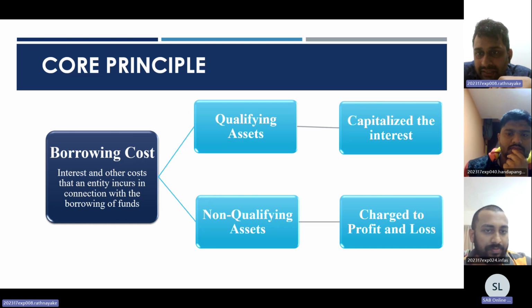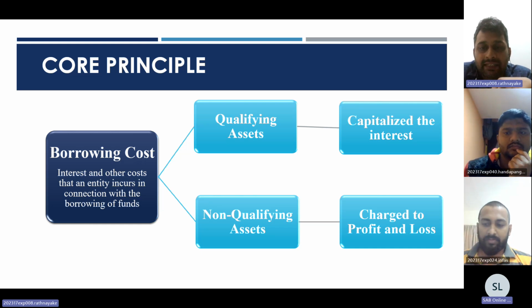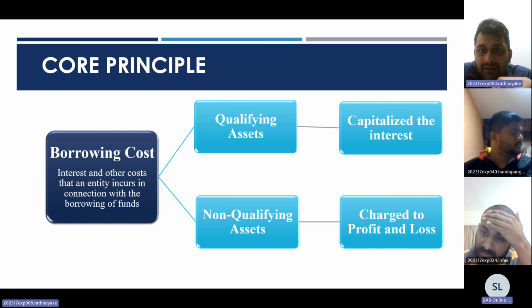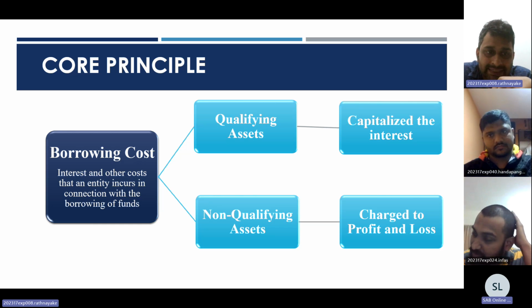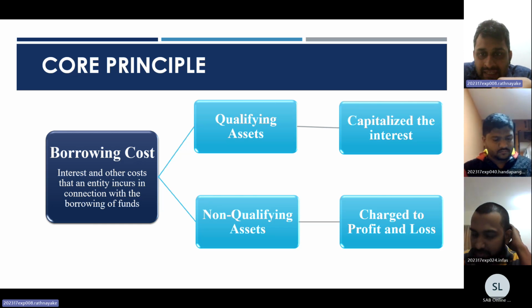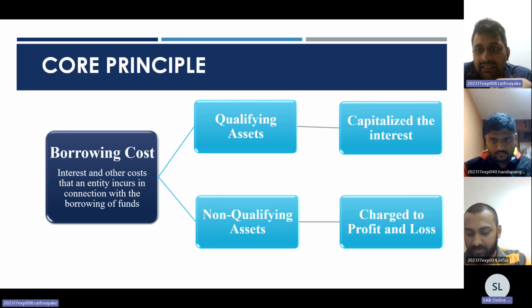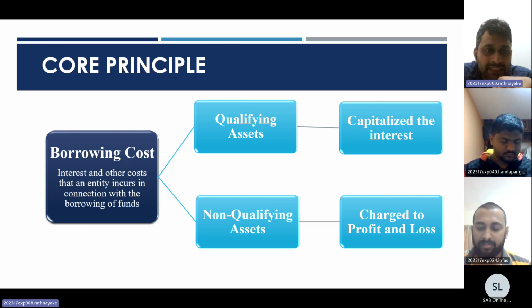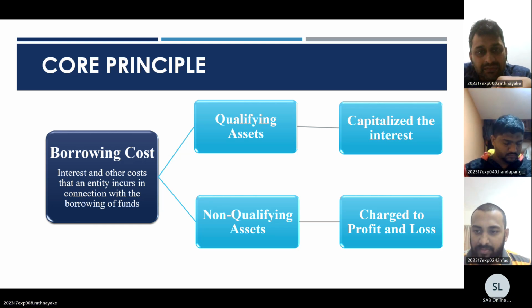When a company borrows money to build or buy something important, we call that a qualifying asset. The borrowing cost directly linked to that project becomes part of the total cost of the asset. Any other borrowing cost that is not directly tied to a specific project is treated as a regular expense.